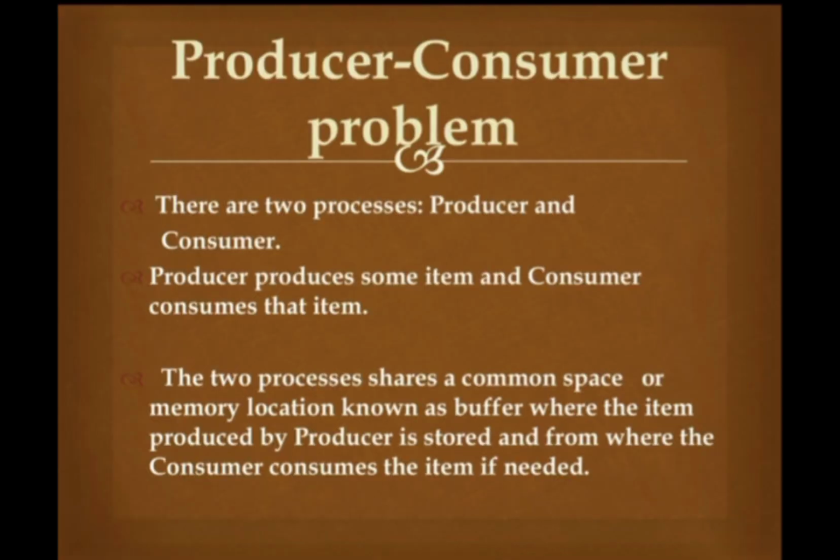Now comes the producer consumer problem. It is a very classic example to understand shared memory. Here we have two processes, a producer and a consumer. The producer creates or produces some item and the consumer consumes that item. Both these processes share a common space in the memory called a buffer. The producer stores the item it creates into this buffer and then the consumer picks up the item from the same buffer whenever it needs it.